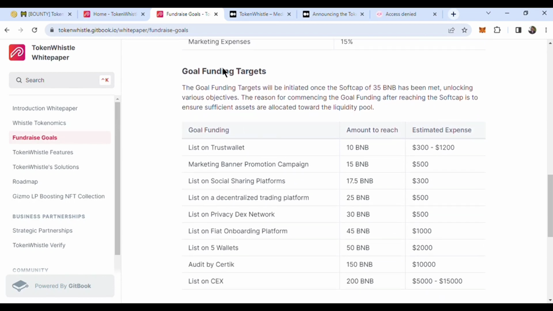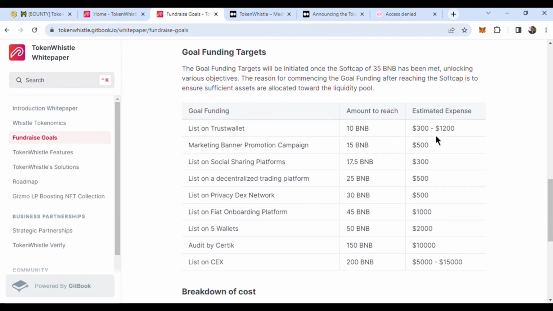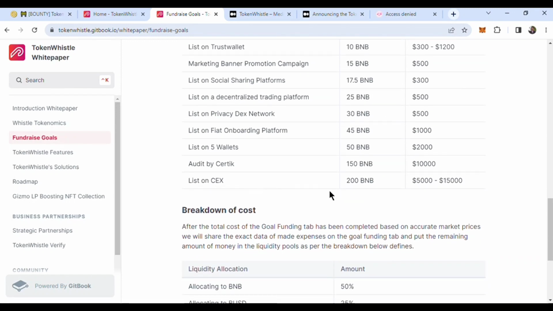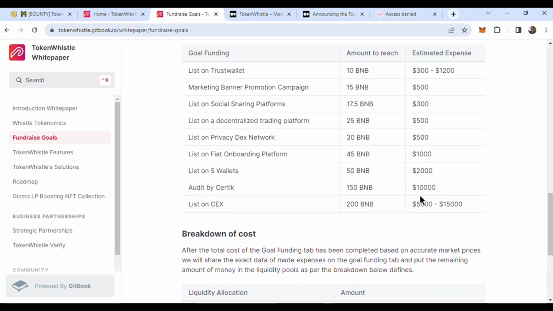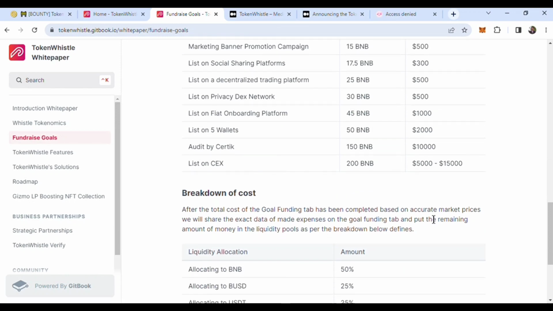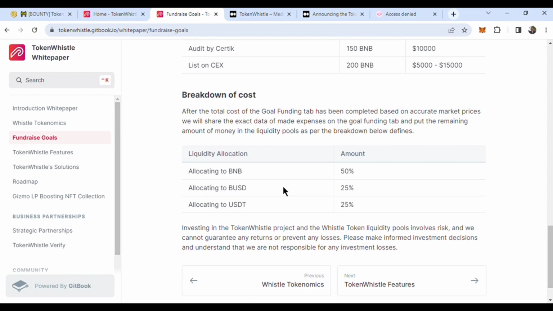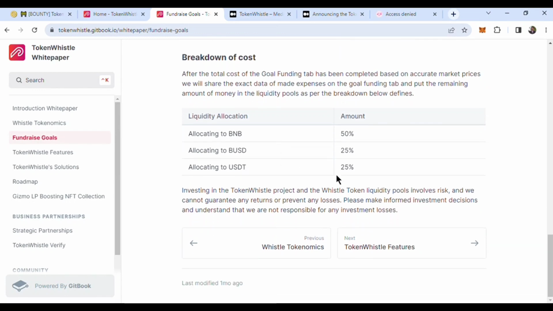Here are the goals for funding targets. The listing on Trust Wallet is 300 to 1200. Here is all the information. And for the listing on a centralized exchange, there is a cap of 200 BNB, where the cost is $5,000 to $15,000. Here is the breakdown of cost. The allocation to BNB is 50%, allocation to BUSD is 25%, and allocation to USDT is 25%.